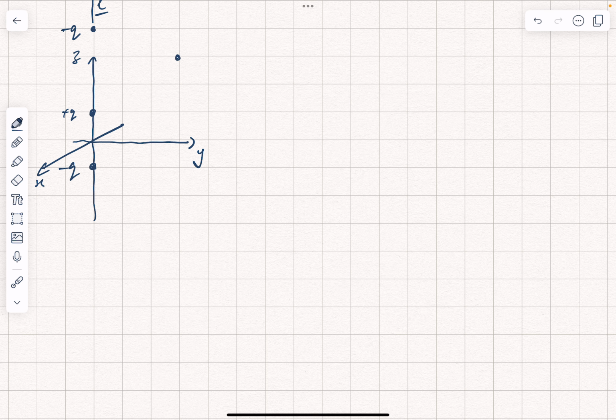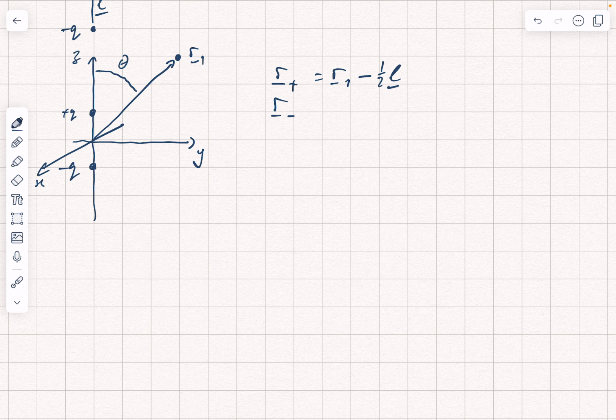And we're going to be observing at some point here, r1. I'll draw the vector to r1, and this angle here is theta. That's a relatively simple and straightforward thing. We can write down the vector from the plus charge and the minus charge. So the vector from the plus charge to r1 is r plus, and that's equal to r1 minus L. Let's actually write it slightly differently. Let's write that as r1 minus a half L, whereas r minus is given by r1 plus a half L. You can understand that because in order to go from this plus charge to r1, we have to go minus L over 2 plus r1, whereas the other way you have to go plus L over 2 and r1.